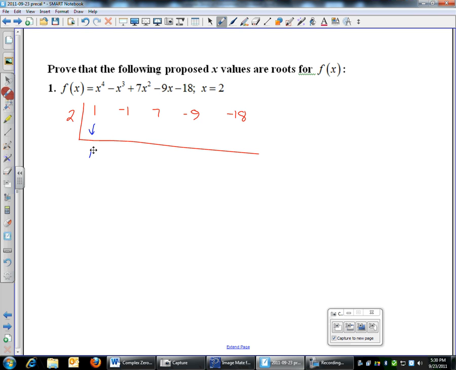So bring down the 1. 2 times 1 is 2. Negative 1 plus 2 is 1. 2 times 1 is 2. 7 plus 2 is 9. 2 times 9 is 18. Negative 9 plus 18 is 9. 2 times 9 is 18. And when you add those, we get a remainder of 0. So we just proved that x equals 2 is a root.